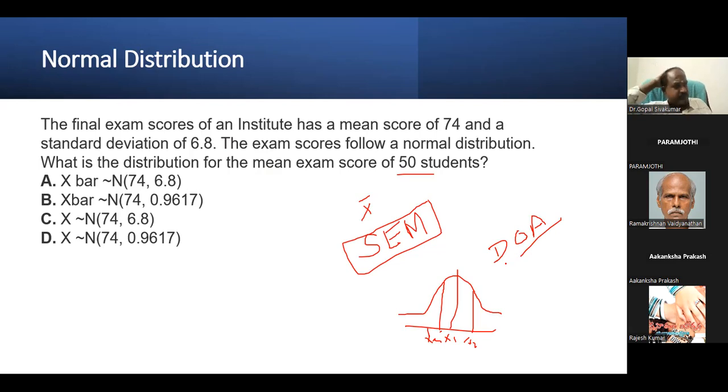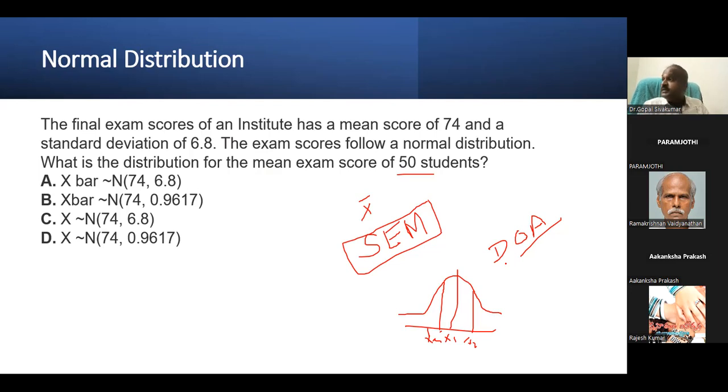Suppose you are a class teacher, you will look at every student's mark. Am I right? Suppose you are the head of the institution, will you look at every student's mark? No. You will obviously ask for the average mark of every class. You might have 10 classes. Class number 1, what is the average? Class number 2, what is the average? Class number 3? Now you have 10 classes, so how many averages will you have? 10 averages. So this is called the distribution of averages.